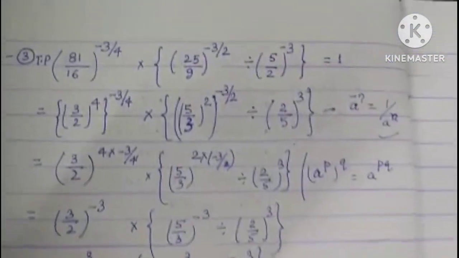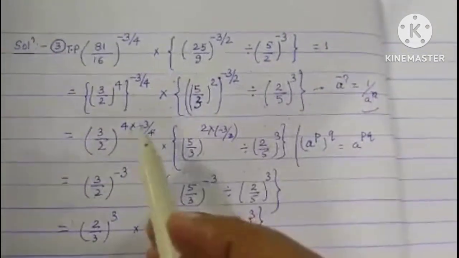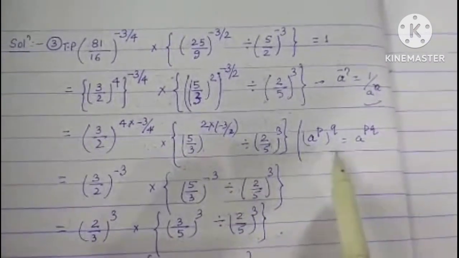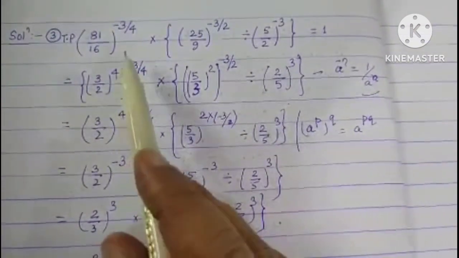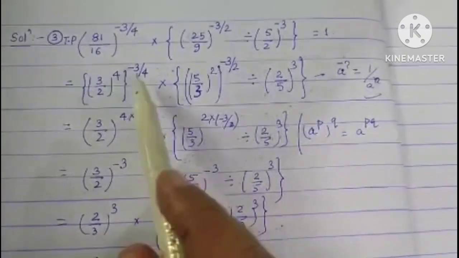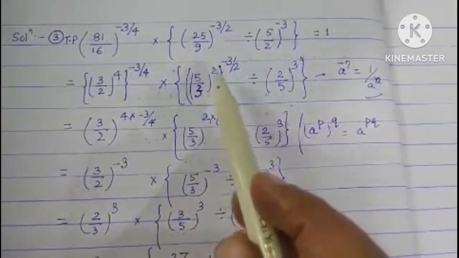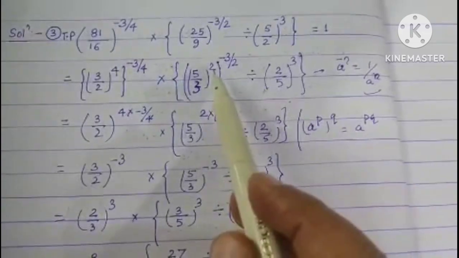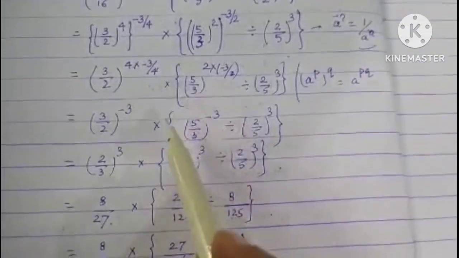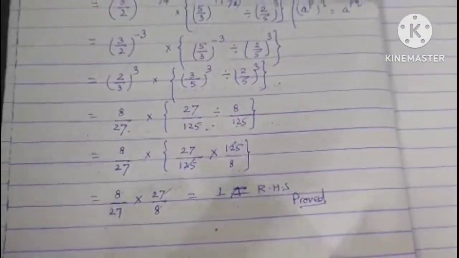Just a little bit of simplification and you can solve this problem. We have used all the laws of radicals here. This one we have used, and this one we have also used. So 81 by 16 we can write as 3 by 2 power 4, then it will multiply here the exponents. Similarly, we have written 25 by 9 as 5 by 3 power 2, then we multiply this one, and this we inverse it. And likewise, when you simplify, it comes out like this, and it's proved.